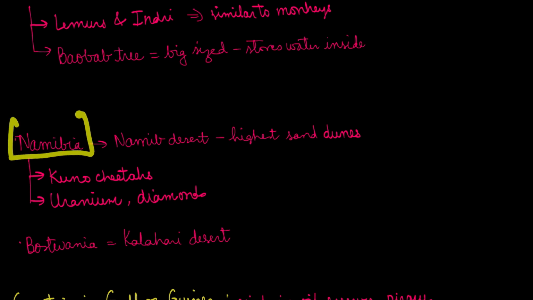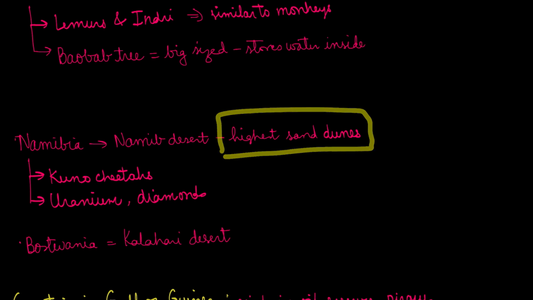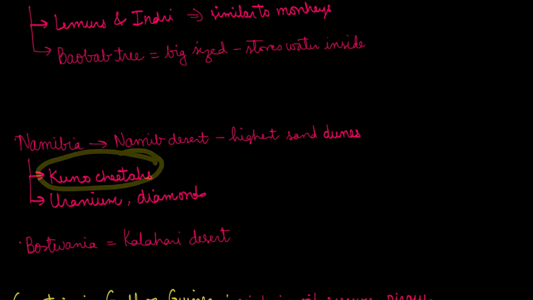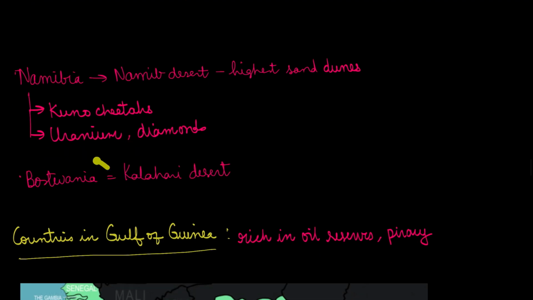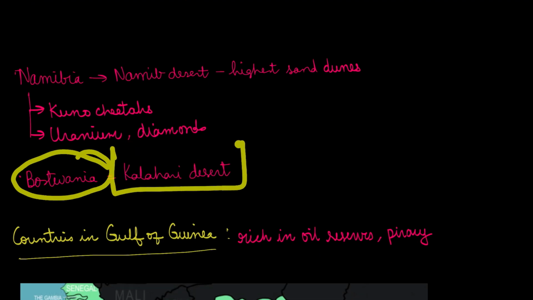Then comes the country of Namibia. Namibia is known for the Namib Desert, which has the highest sand dunes. And the Kuno cheetahs, the cheetahs which were brought to the Kuno National Park in MP, were basically brought from Namibia. It also has high reserves of uranium and diamonds. And then comes the country of Botswana, which has the Kalahari Desert.